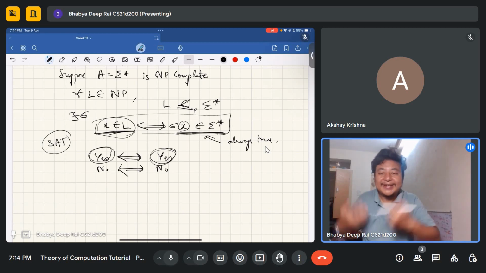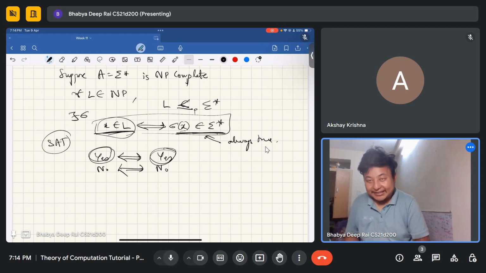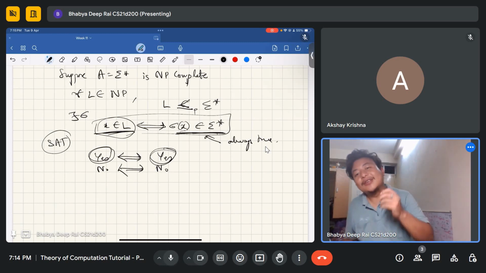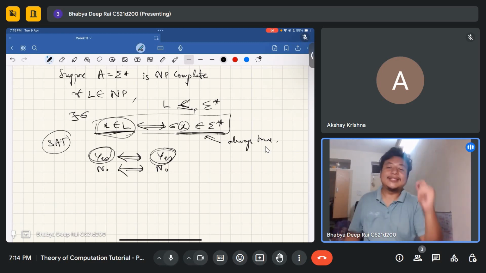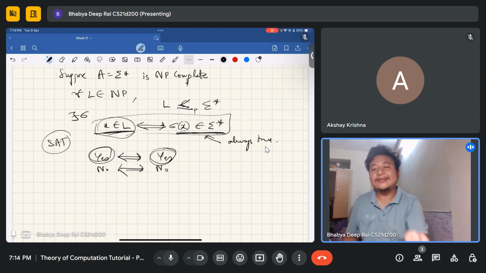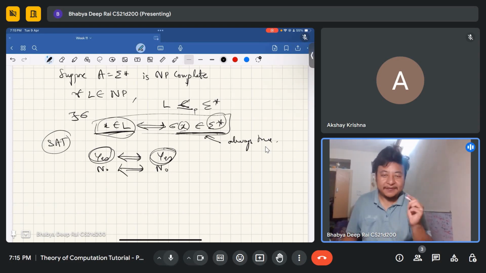So given any language in NP, take satisfiability or Hamiltonian path or anything, what we are saying is that give me any graph, it will always have a Hamiltonian path. Give me any circuit, it will always be satisfiable. And give me any graph, it is always three colorable, and so on and so forth. So it can never be that sigma star is NP complete. Because if it is NP complete, then you have a triviality on the other side, which is clearly disprovable.